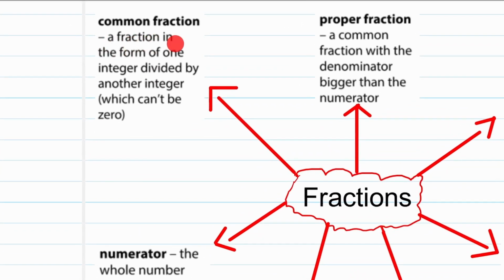A common fraction is a fraction in the form of one integer divided by another integer, which can't be 0. In other words, we will have something like an x divided by a y, but the y is not allowed to be equal to 0. So any integer in x's place and any integer in y's place except for 0.